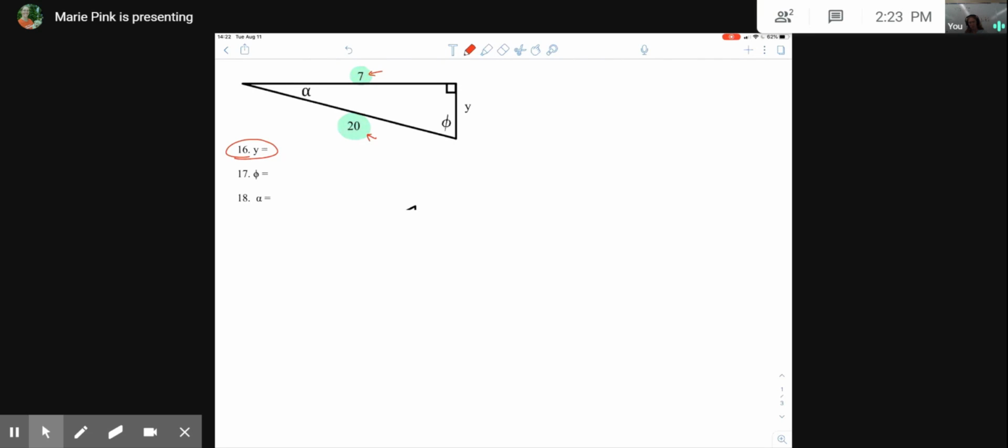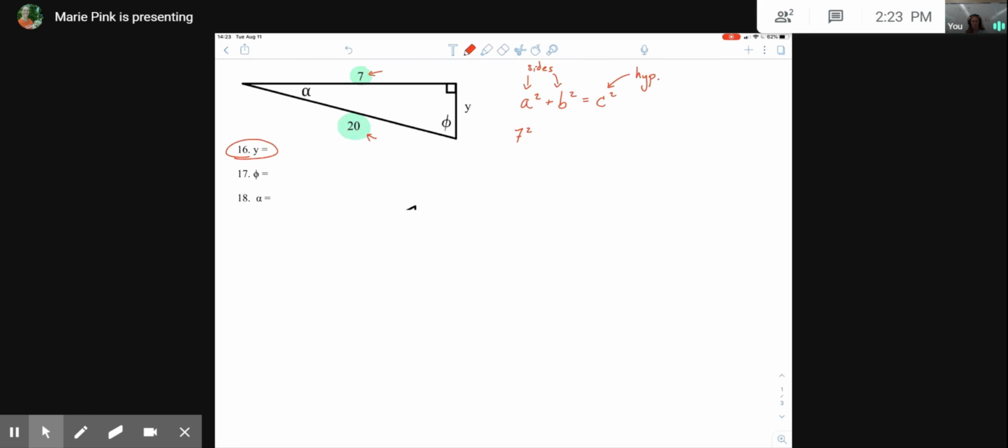So what you're going to want to do is use the Pythagorean theorem, which is a squared plus b squared equals c squared. And if you don't remember, a and b are both sides, and c is the length of your hypotenuse. All right, so in this question, 7 is a side, so I'm going to just say that's a. It doesn't matter if you say it's a or b.